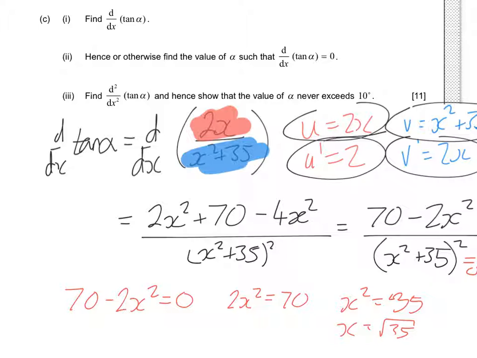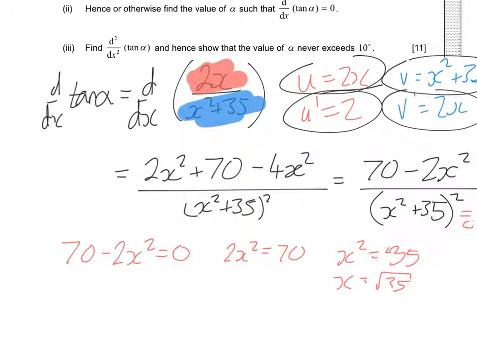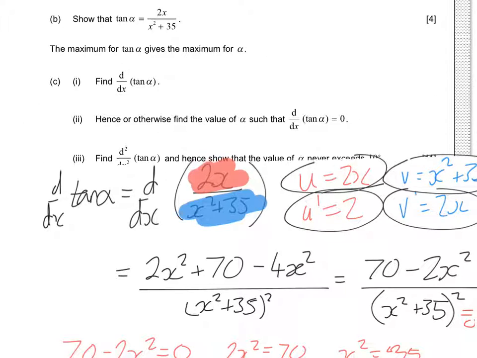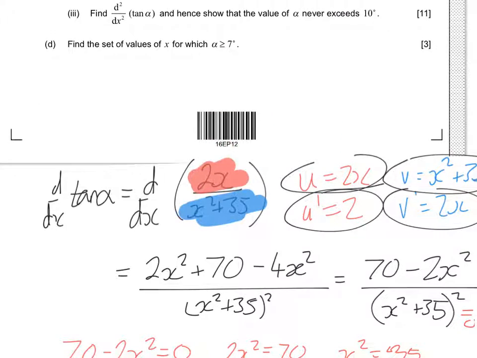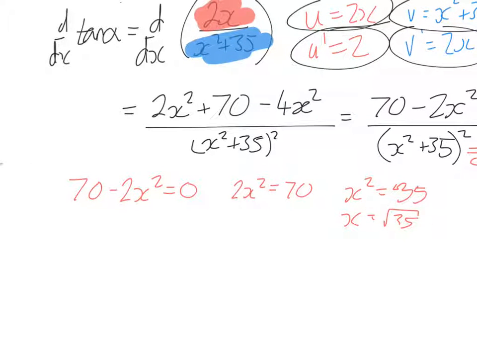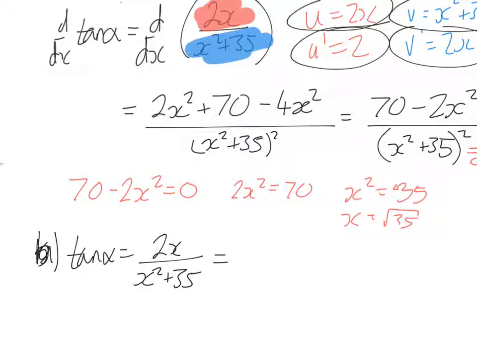We've been asked for the alpha value. And we know we started off, if we can scroll back actually, with tan alpha equals 2x over x squared plus 35. So that was from part B, sorry. Tan alpha we showed was 2x over x squared plus 35. And if x is root 35, then that's 2 root 35 over 70. So you just do tan inverse of that number.